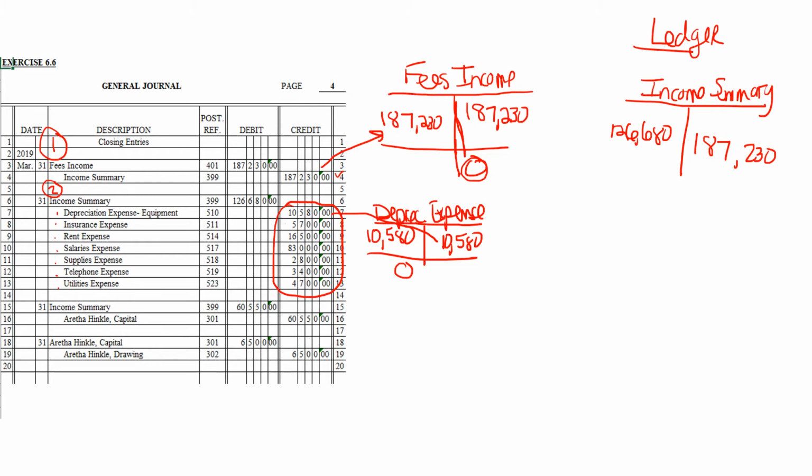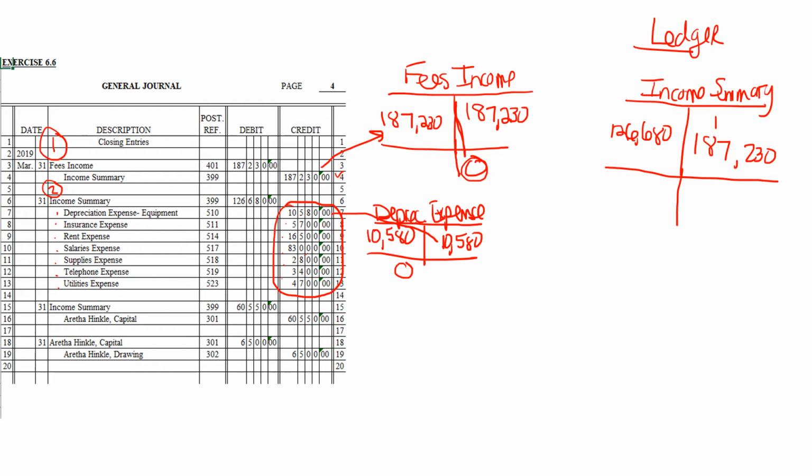That would be the same for all of these individual expense accounts. They would individually be posted, and then after you did that, they would all have a balance of zero, just like depreciation expense. So again, that's another objective of closing, is to close out your temporary accounts, so revenues and expenses. Now, if I go over to income summary, let's check this one out, again, your ledger.